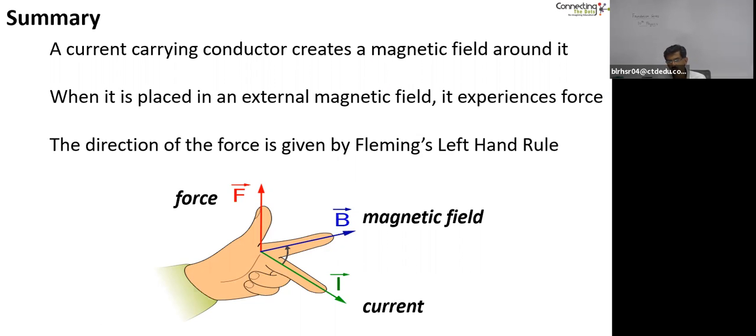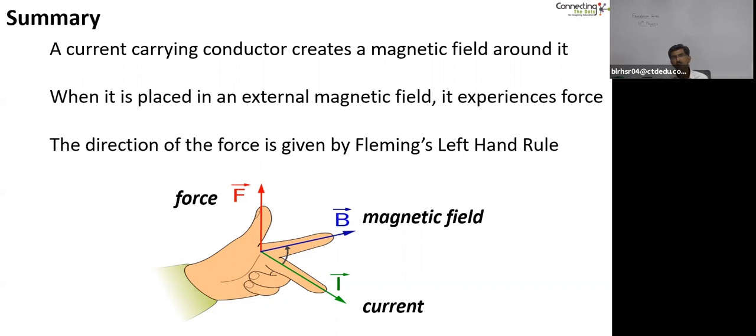The last lecture was all about the force experienced by a current carrying conductor when placed in a magnetic field. Now, why does that happen? A current carrying conductor creates a magnetic field around it. It becomes a temporary electromagnet. When placed in an external magnetic field, or to put it in other words, if you bring it near another magnet, it may be a permanent magnet, then these two magnets interact and they exert a force on each other.